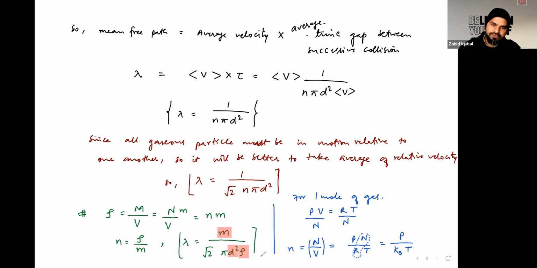So if you substitute in this formula, you'll get another expression of mean free path. It will be lambda equals kBT divided by root 2 pi d square times P. So we have mainly 3 different relations for this mean free path. Just remember this part and then these 2 terms also.